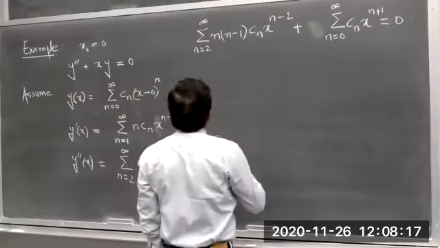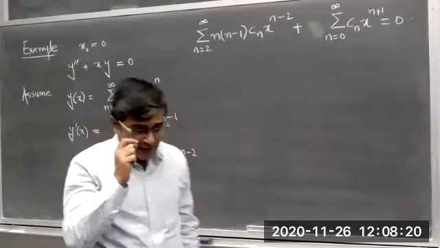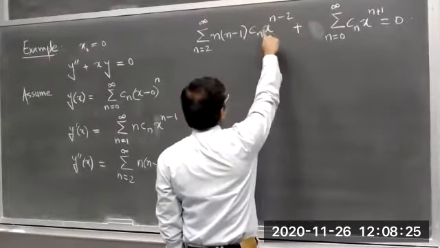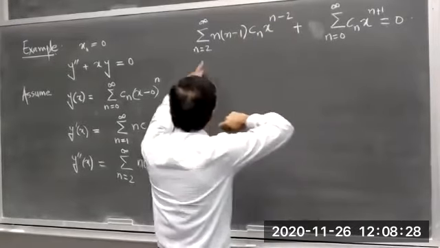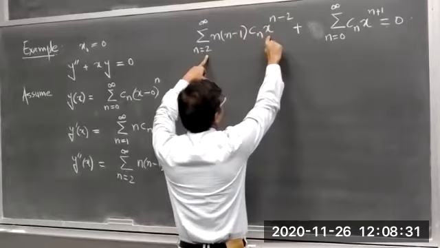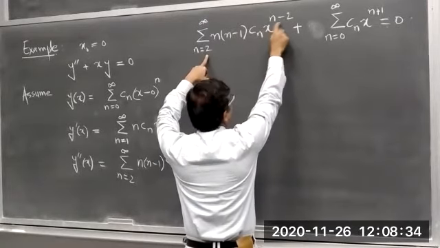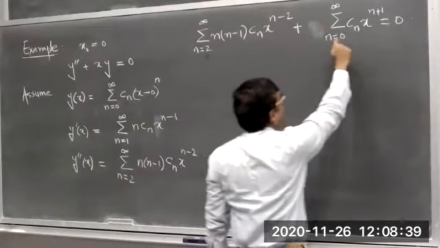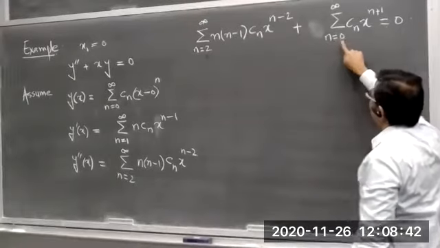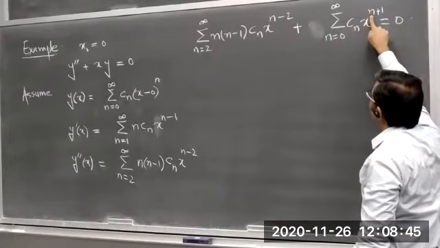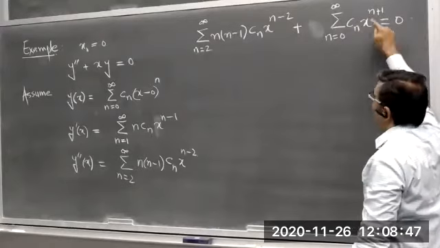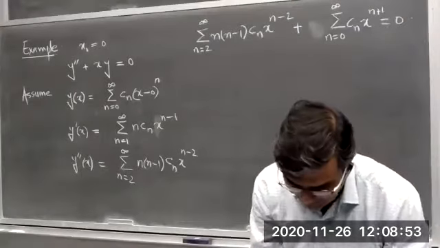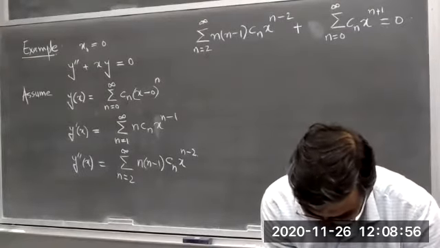The first thing you should observe here is whether each term of the series starts with the same power of x. Now, if we put n equal to 2 here, what will be the power of x? 2 minus 2, 0. So this series starts from x power 0. Now let's come to this series, n from 0 to infinity. When we put n equal to 0 here, we'll have x power 1. So the second series starts from x power 1.